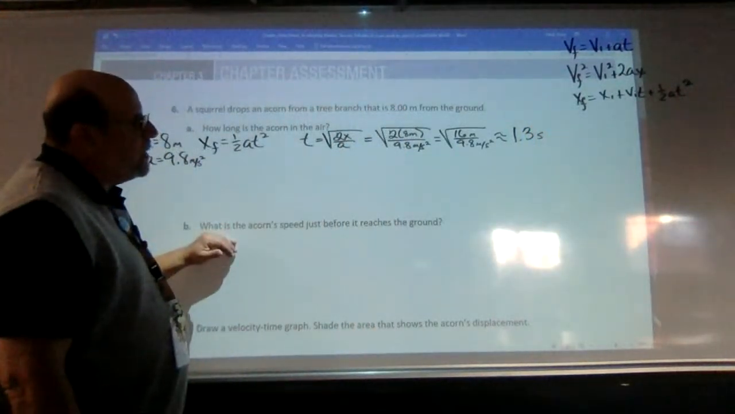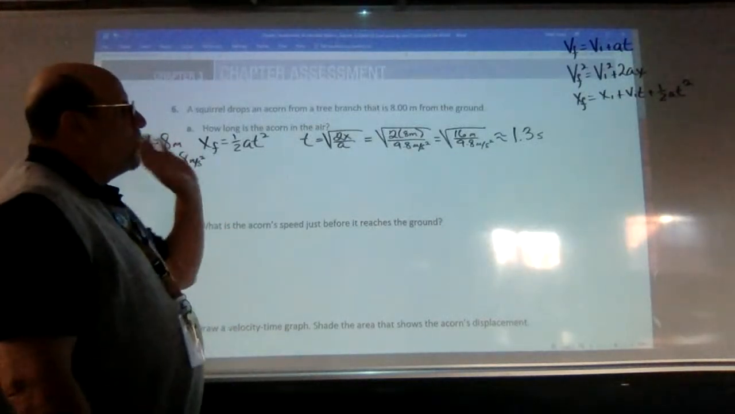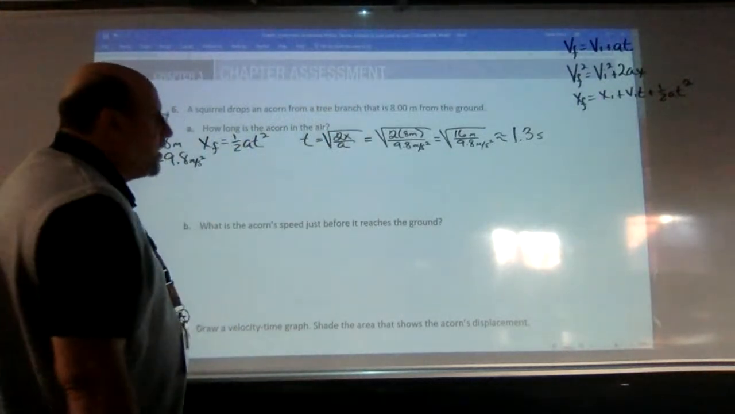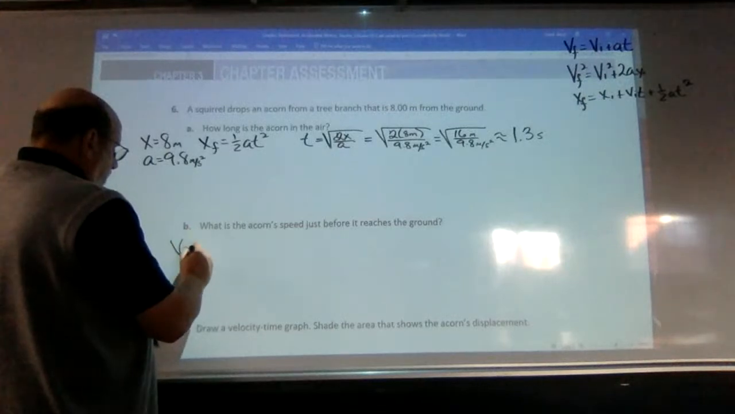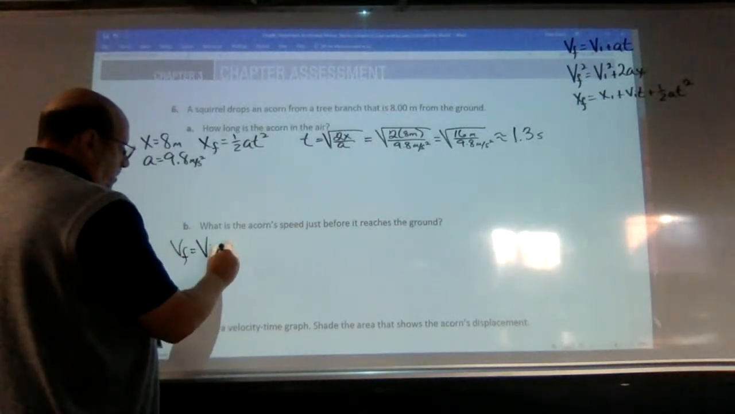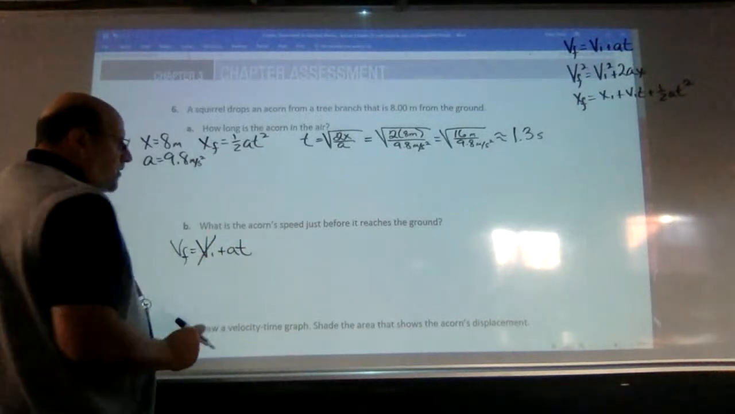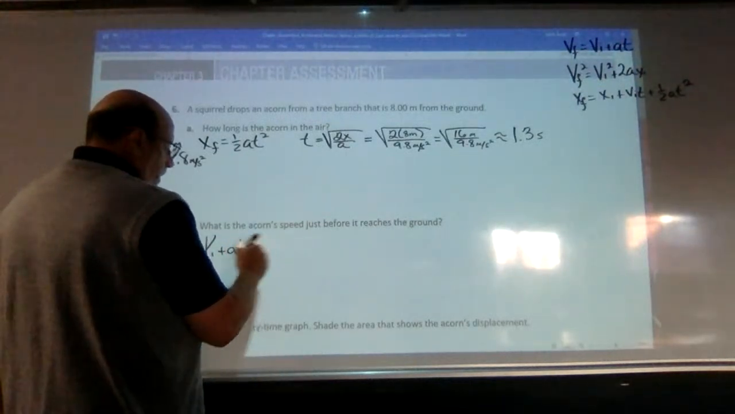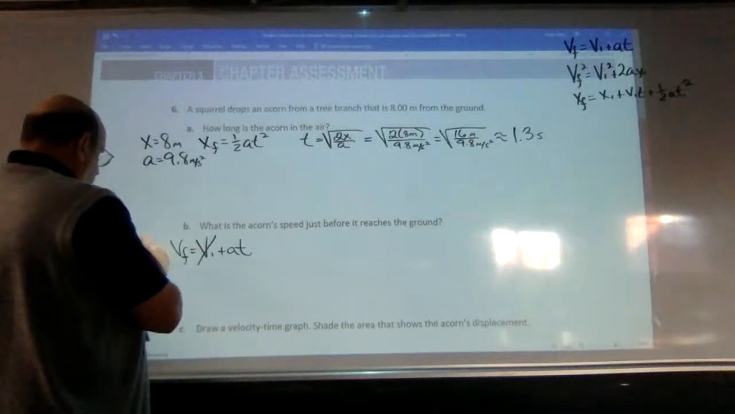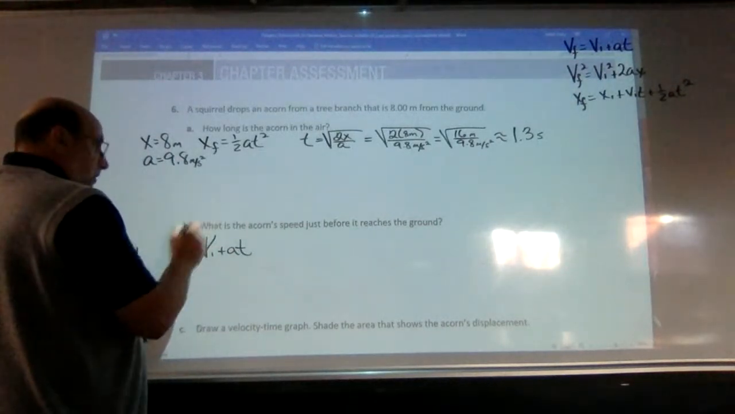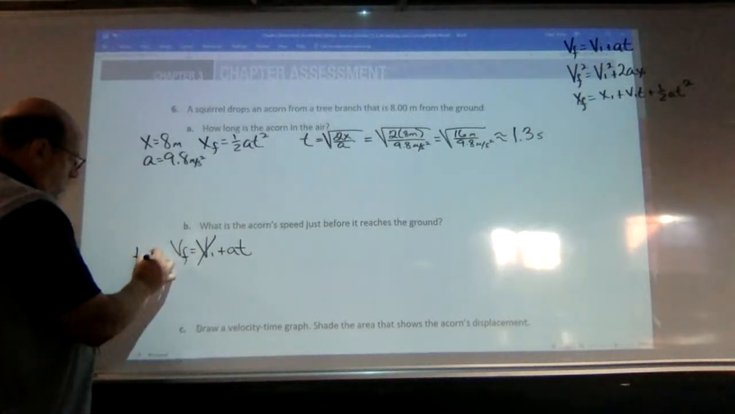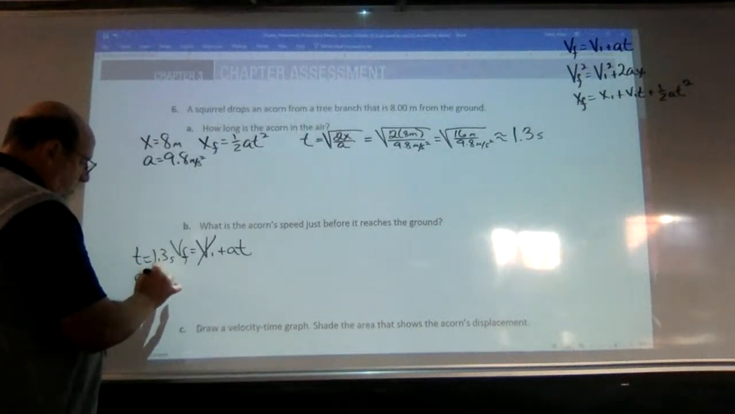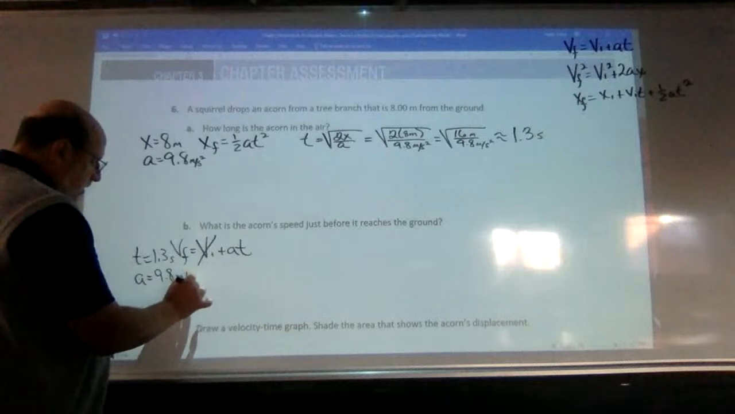And then what's the speed just before it hits the ground? Well, we're going to go back to that first formula and solve for final velocity. So VF equals VI plus a t. Well, there's no VI in this situation because it starts from rest and then just begins to fall. So what's our gravity? Again, unidirectional. So we're going to say that the time we found was 1.3 seconds, and the acceleration is equal to 9.8 meters a second squared.